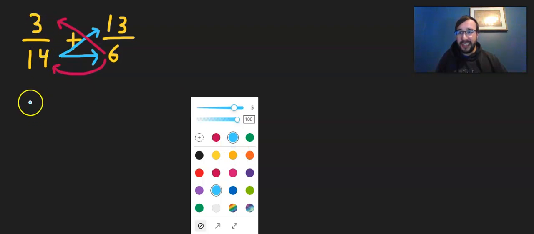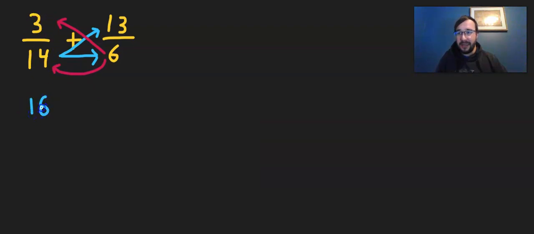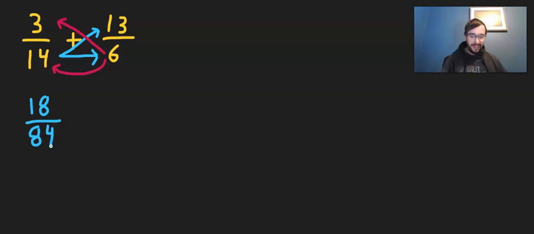So 3 times 6 is 18. And 14 times 6 is 84. So we're going to hope that 84 will work as our common denominator in this case. I'm just double checking. Yeah, it's 84.